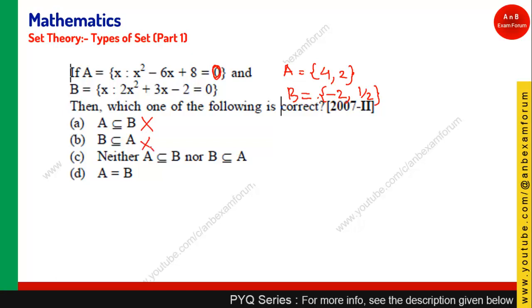Is B a subset of A? No, it is not. Option C, neither A is a subset of B nor B is a subset of A, this is correct. So option C is the correct answer, and anyhow A is not equal to B, as you can see. Okay, so option C is the right answer. Students, for all these questions you need to know how to build the set, that is very important.